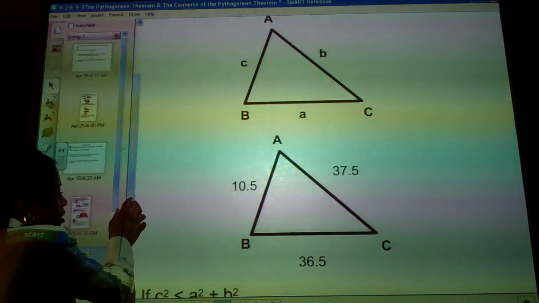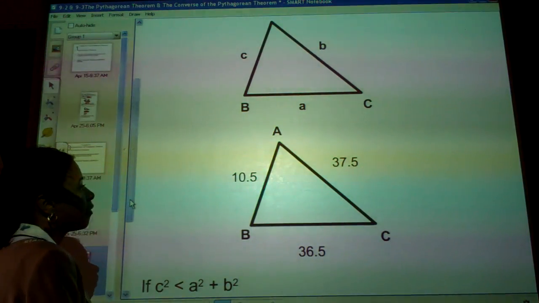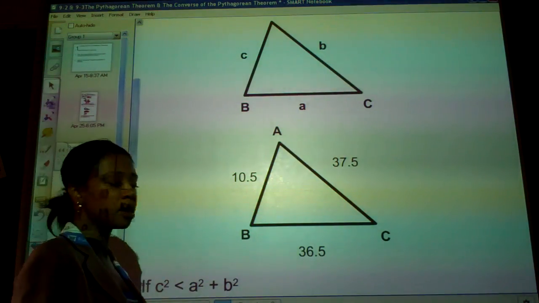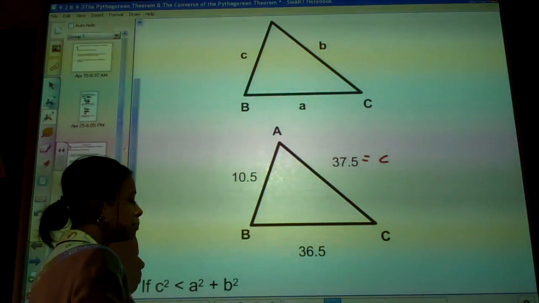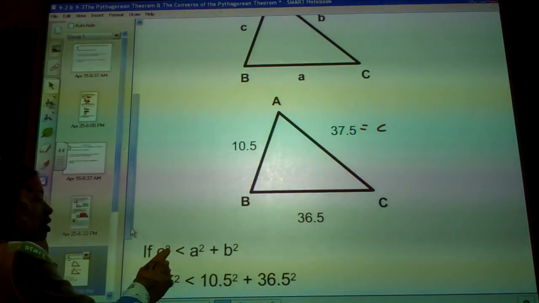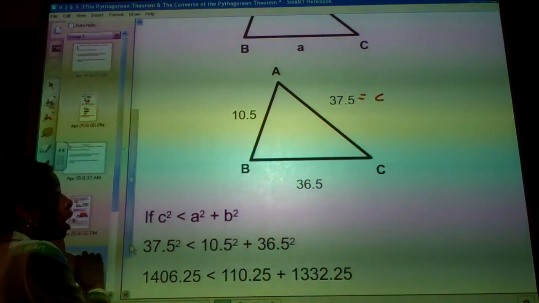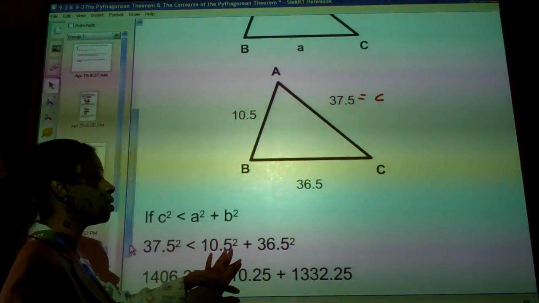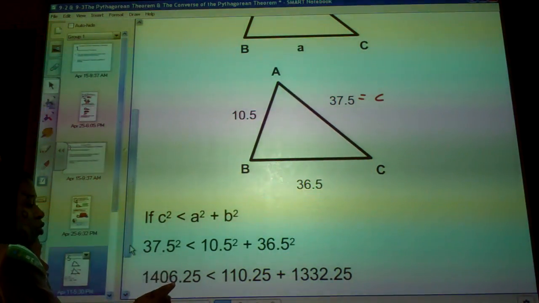So here's the example. You can use your book for reference because I'm referencing your book here. A, B, and C for the triangle ABC. If I see here AB is 10.5, BC is 36.5, and AC is 37.5, we can clearly see that 37.5 should be your C, and either of these can be A and the other will just be B. Okay? So, if I'm trying to determine if this is an acute triangle, I know C squared should be less than A squared plus B squared. I'm going to substitute in C is 37.5 squared. It's supposed to be less than, I let 10.5 be the A squared plus the B squared, which is 36.5.